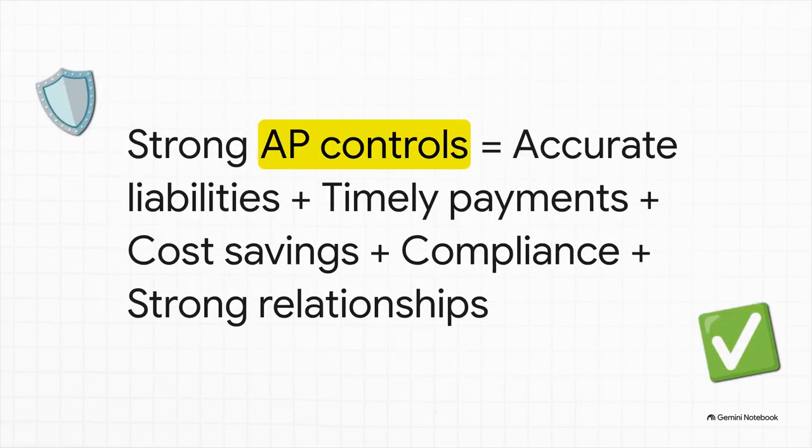We'll conclude with this powerful equation from the very bottom of our source framework. Strong AP controls equals accurate liabilities plus timely payments plus cost savings plus compliance plus strong relationships. So I'll leave you with a question to ponder. When you walk into work tomorrow and look at your own organization's AP process, do your controls truly add up to this level of integrity?